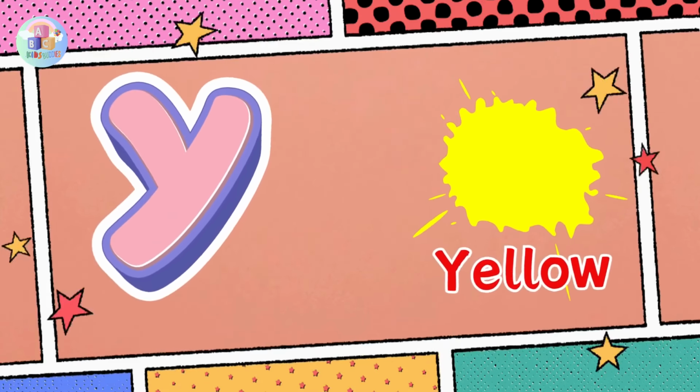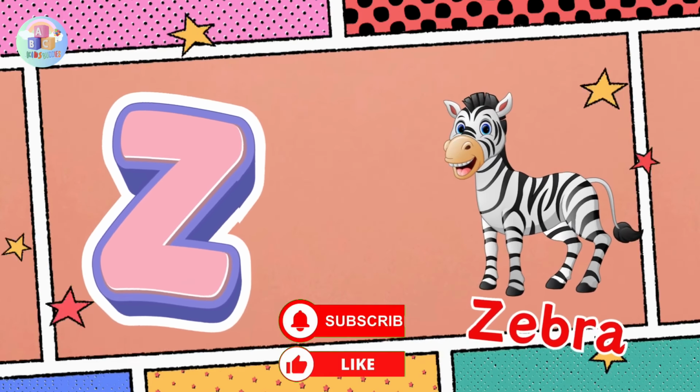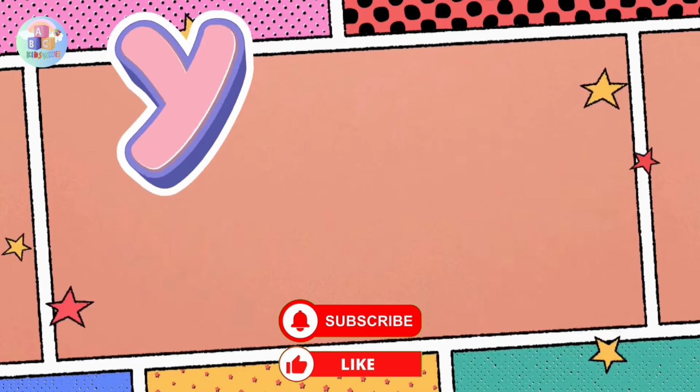Y is for yellow, yeah, yellow. Z is for zebra, z, zebra.